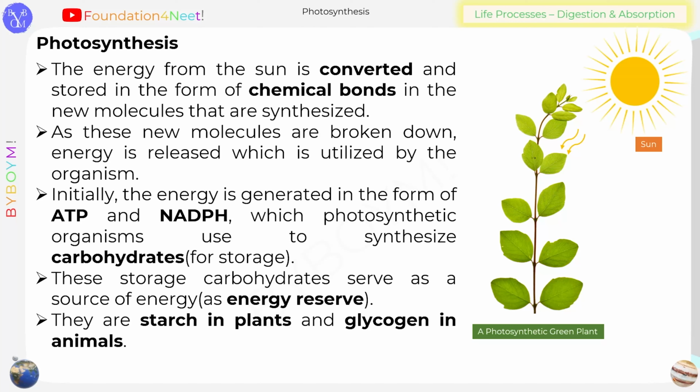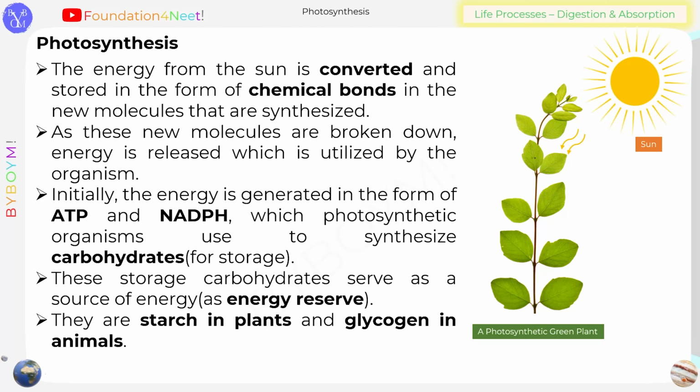The energy from the sun is converted and stored in the form of chemical bonds. Yes, it is stored in the form of chemical bonds. The new molecules that are synthesized have chemical bonds. When these molecules are broken, the bond is also broken and the energy is released. That energy is utilized by the organism to fuel different processes. Initially, the energy is generated in the form of ATP and NADPH. These are molecules which photosynthetic organisms use to synthesize carbohydrates.